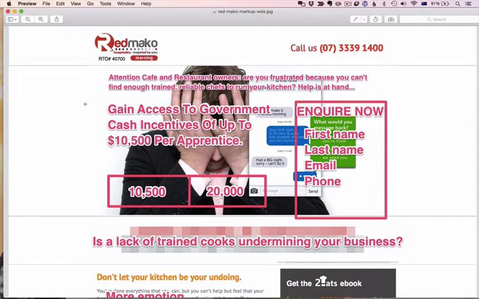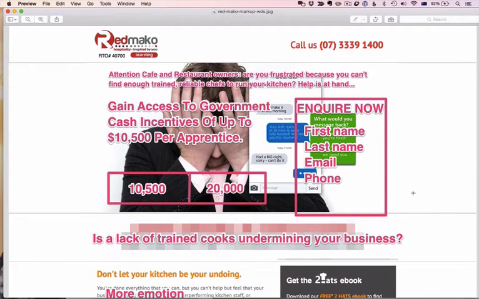And then we hit them with the big benefit. Gain access to government cash incentives of up to $10,500 per apprentice. Now here I would put that little image of $10,500 for you and $20,000 per apprentice. And then above the fold I would certainly put the contact form with 4 fields: first name, last name, email, phone, and an action button, with a little privacy policy underneath. That basically keeps all the info above the fold and gives enough information for the ideal prospect to potentially want to fill in the form just based on this information alone.